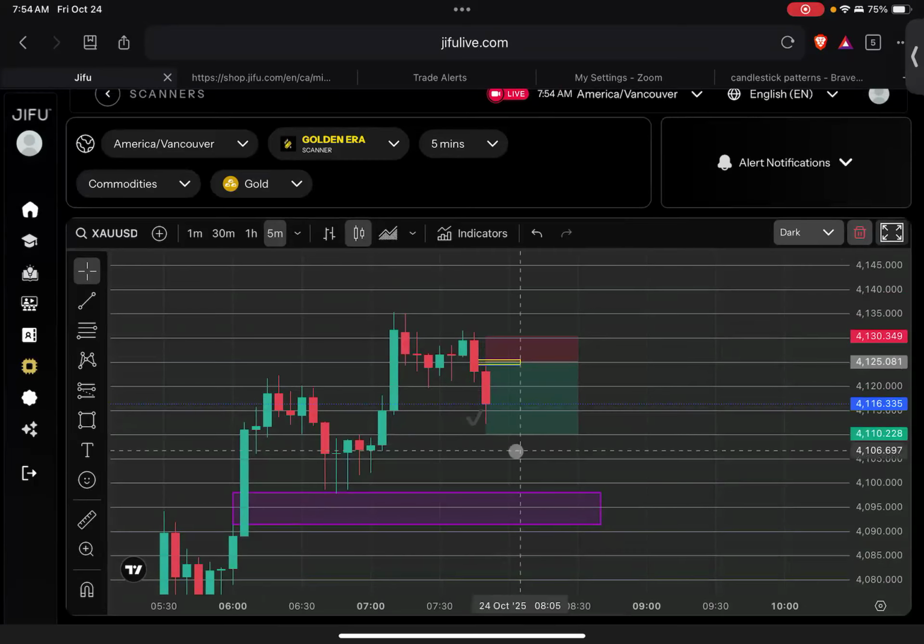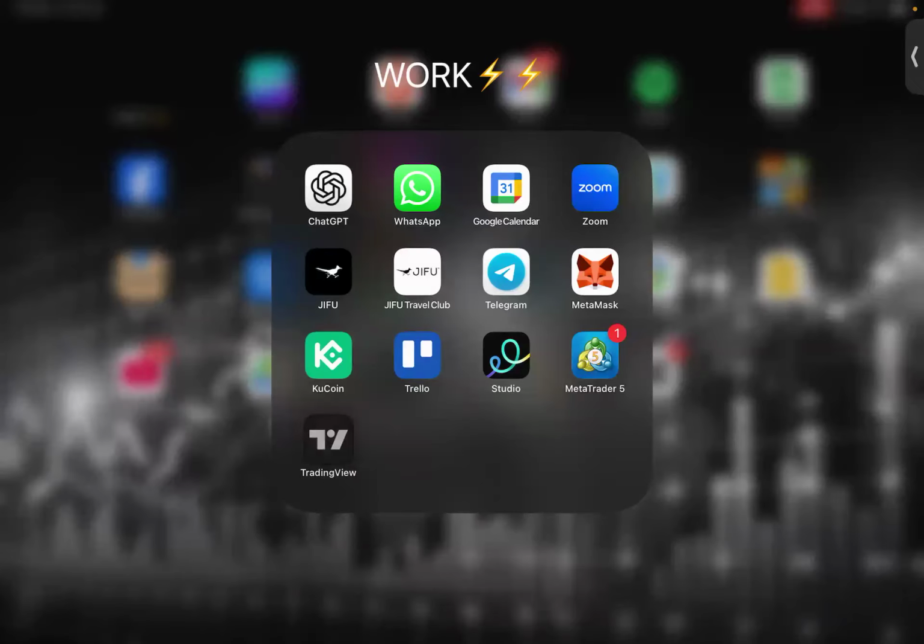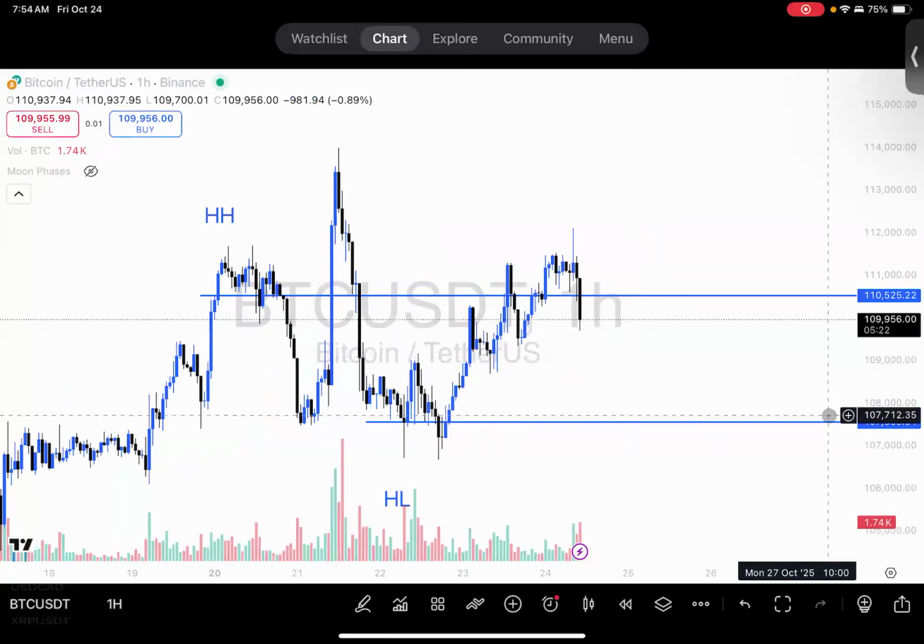But yeah, that would have been a nice trade if we would have got that pullback into our zone there. So let's go back to Bitcoin.